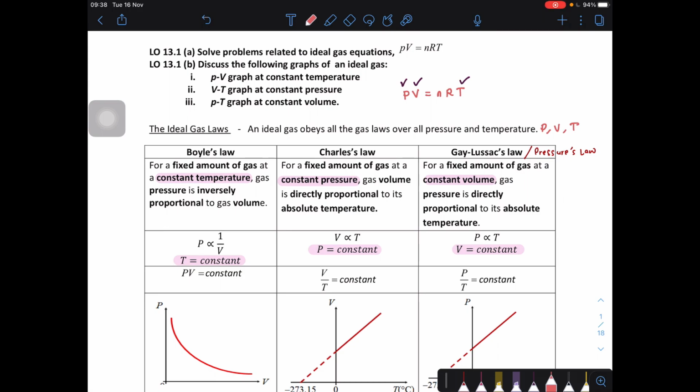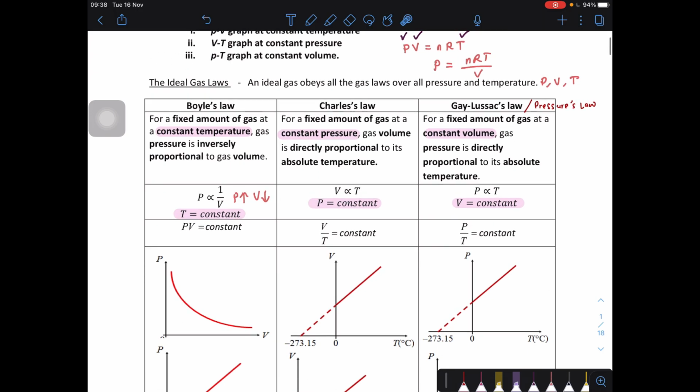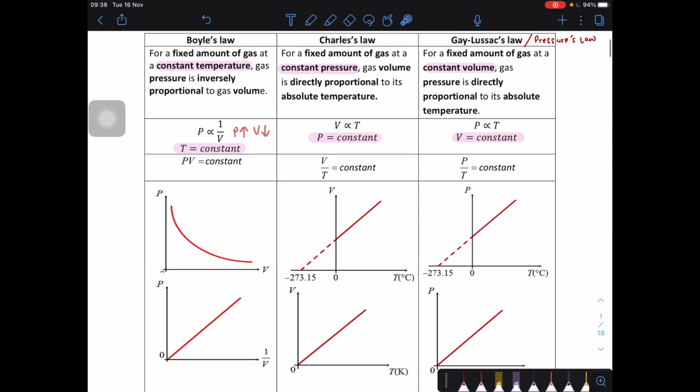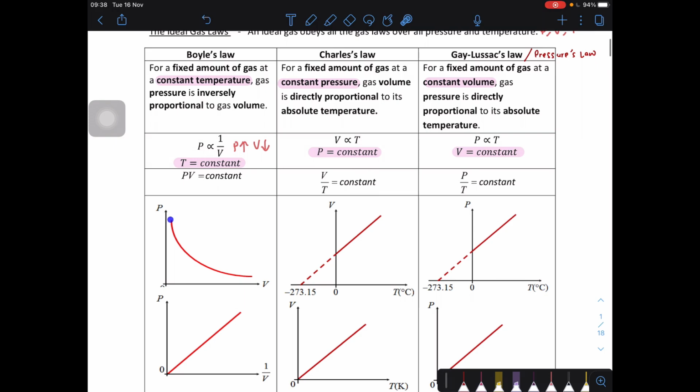Meaning that here P is equal to nRT divided by V. So P will be inversely proportional to V. Meaning that here when P increases, V will decrease. So kita akan dapat the graph will be inversely proportional like this lah, P against V.